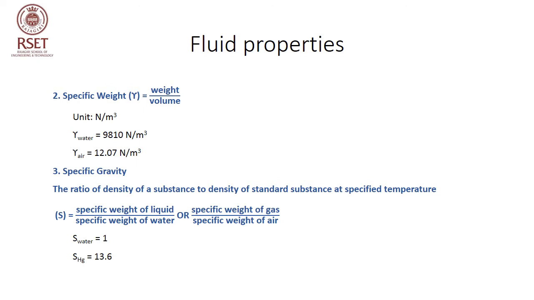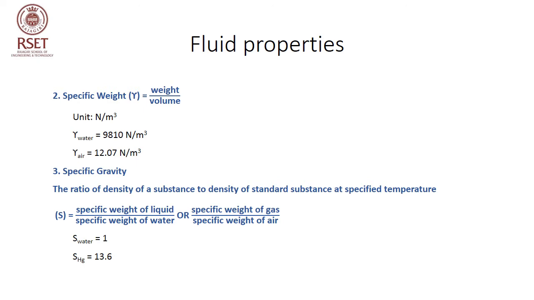Now here, if you take density and specific weight, what would be the difference between specific weight and density? In the case of specific weight, it is the ratio between weight and volume. In the case of density, it is the ratio between mass and volume. So if you relate density and specific weight, specific weight will be equal to density into 9.81 meter per second square, that is the acceleration due to gravity.